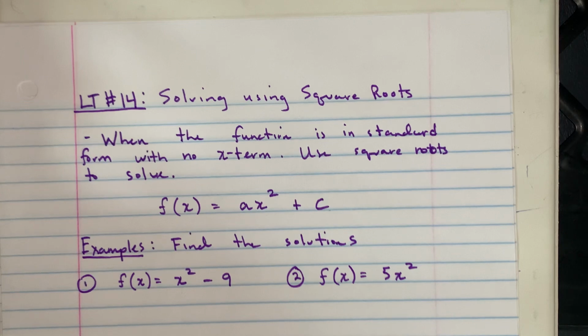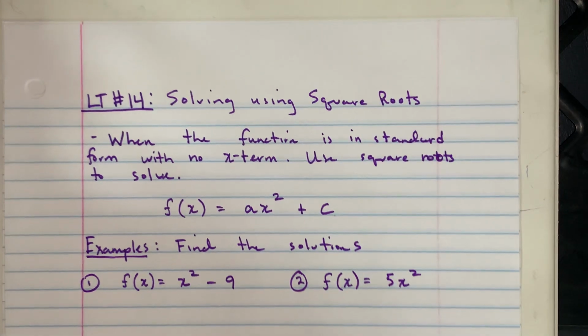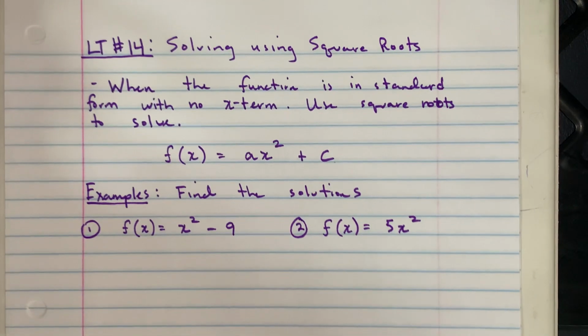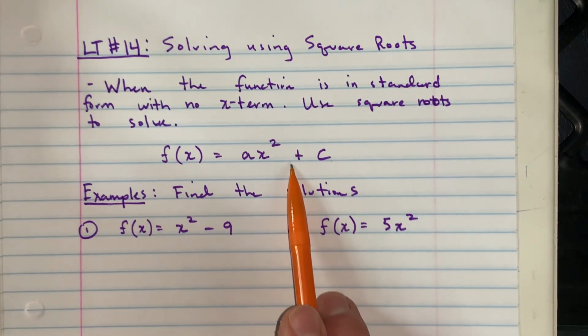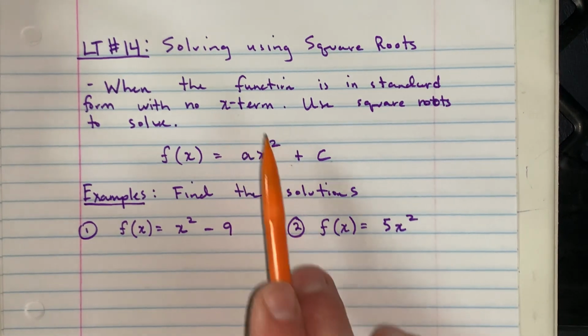Okay, so again, we're finding solutions, like we did in the last video. However, this is not going to be in factored form, it's going to be in standard form. One other thing you're going to notice in these examples is there's no middle term. When I say middle term, basically there's no x term, or you could say b term.